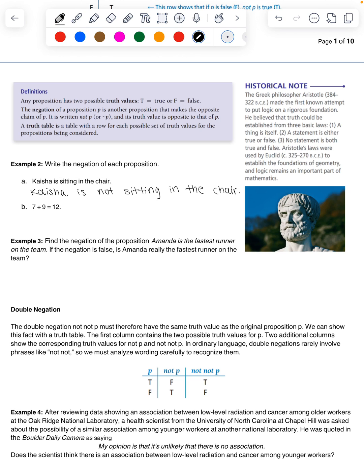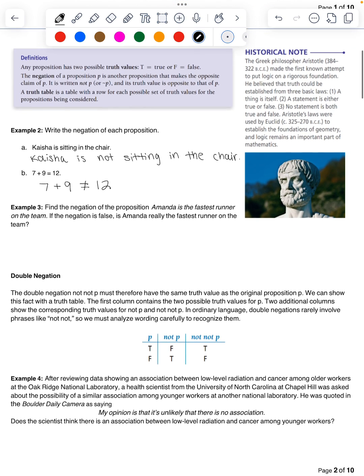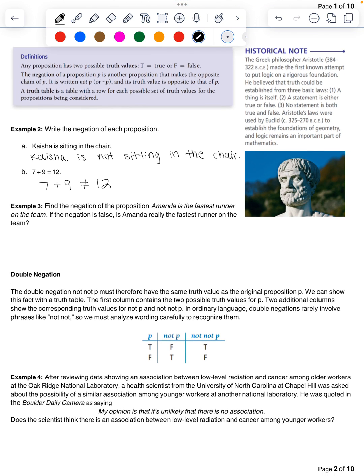7 plus 9 equals 12. The negation would be 7 plus 9 does not equal 12. So let's negate "Amanda is the fastest runner on the team." It would be "Amanda is not the fastest runner on the team."